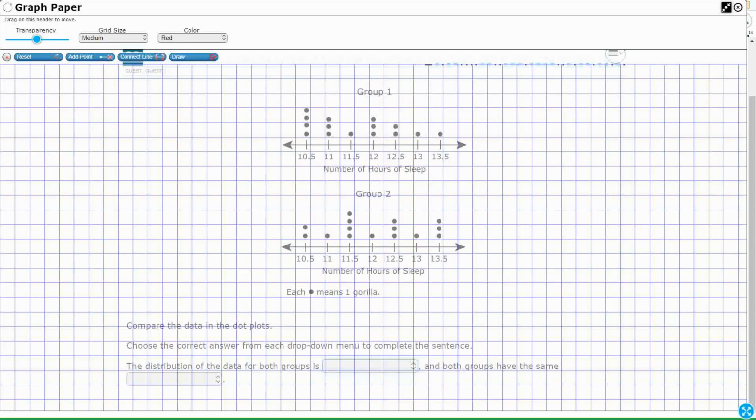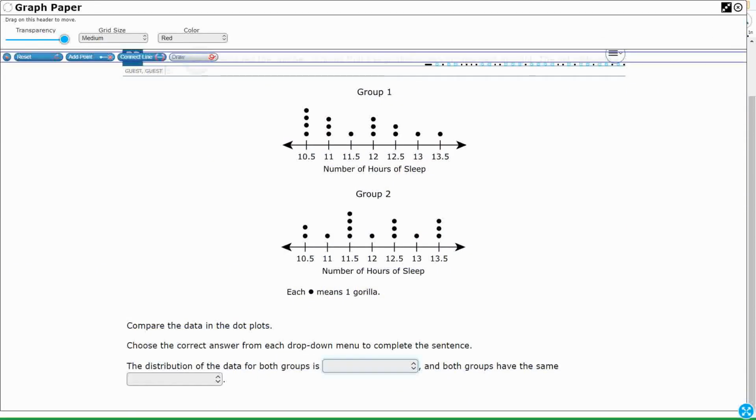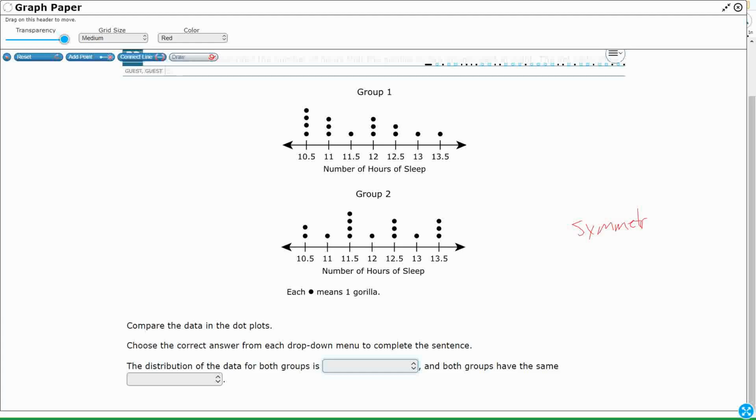So what does that mean when we're looking at that? Well, let's start with symmetrical, right? Symmetrical harkens back to what we learned in elementary school about lines of symmetry, right? That means that you could draw a line, and I'll draw this one right here, about halfway down each graph, and it's even on both sides, right?